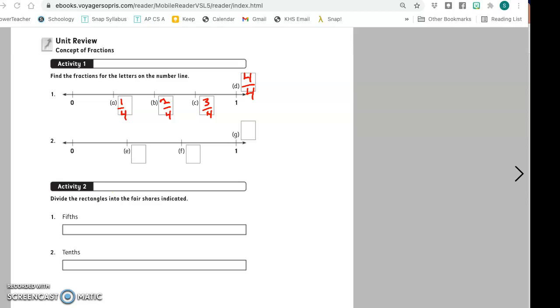Looking at problem 2, how many parts do I have here? 1, 2, 3 parts total on my number line. So my whole is going to be 3/3. I have 2/3 here, and I have 1/3.